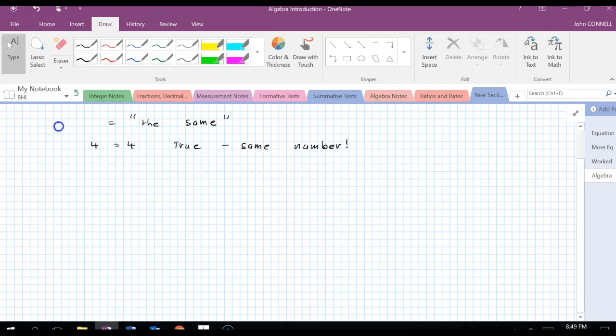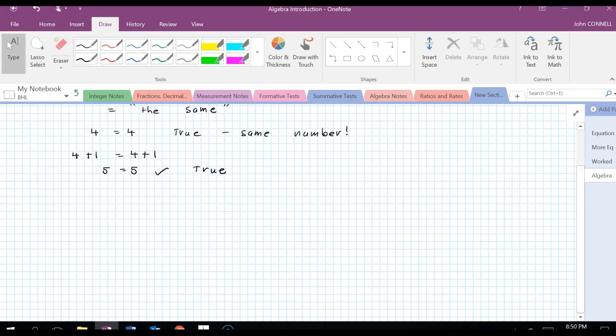Now, there are certain conditions around which we can work with this equation. So this is an equation because it involves an equal sign. We've got the same number on both sides, but what I can do is I can do the same operation with the same number to both sides. So I can add 1 to both sides, which tells me that 5 is equal to 5, and this is still true because it's the same number. It's a different number to what we had before, but it's the same number on both sides, so it's still true.